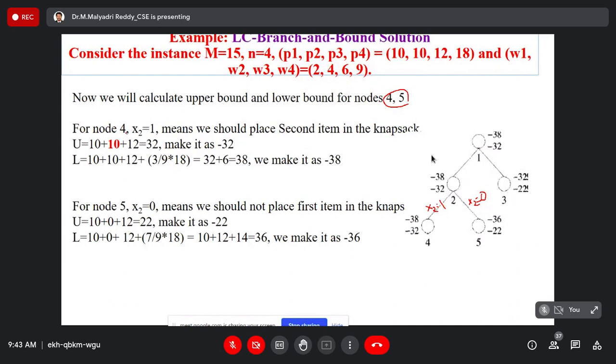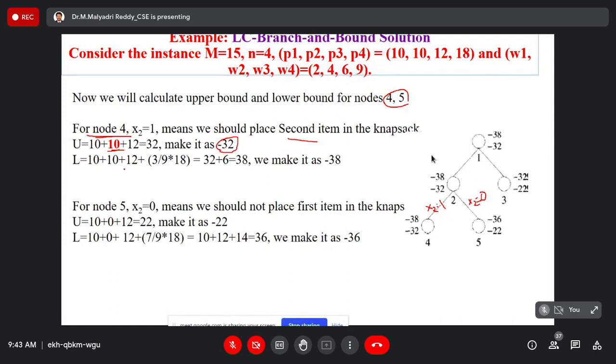Suppose for node 4, x2 is equal to 1. That means including the second object, placing the second object in the knapsack. So its value is not effective. Why? Because already in the calculation of the lower and upper boundary for the initial state, the second object is included. That is why 10 plus 12 is equal to 22, and minus 32 is the upper bound of this given function.